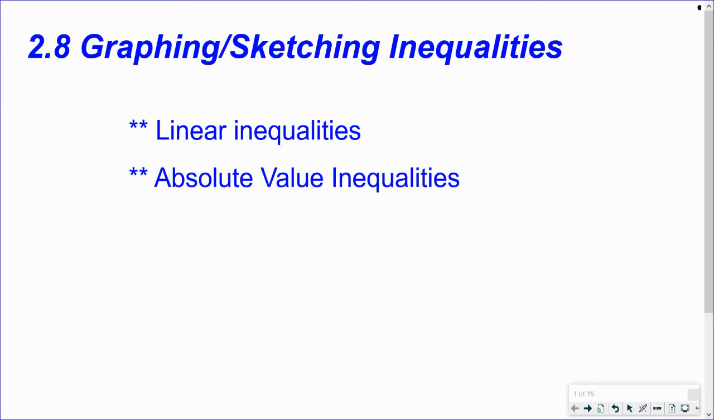Now, 2.8 takes 7. All right, so here we are. We're going to work on section 2.8, which is graphing or sketching inequalities. First thing we're going to start off with is linear inequalities, which we did before, but I will go through a review of that. And then we'll work with absolute value inequalities, which kind of tie into what we did the last couple of days.